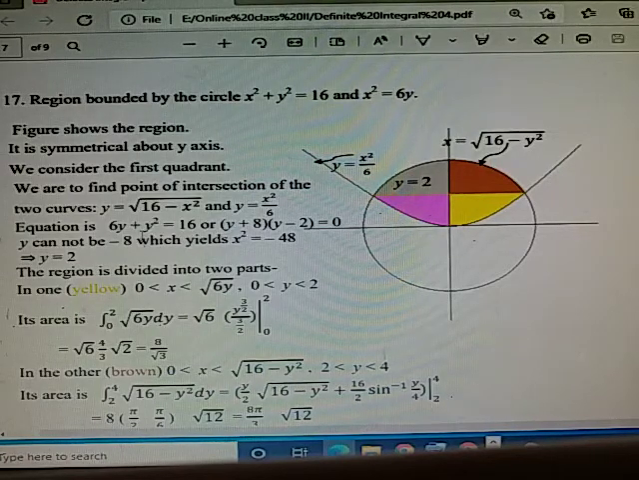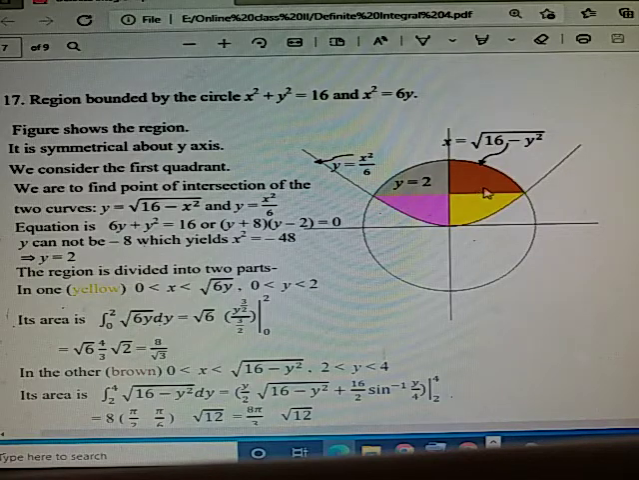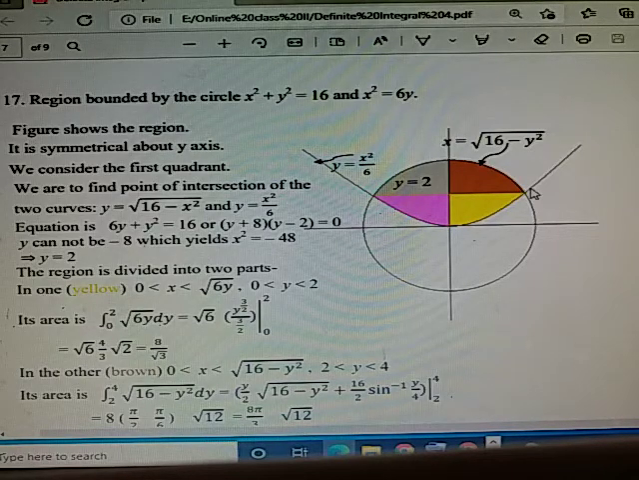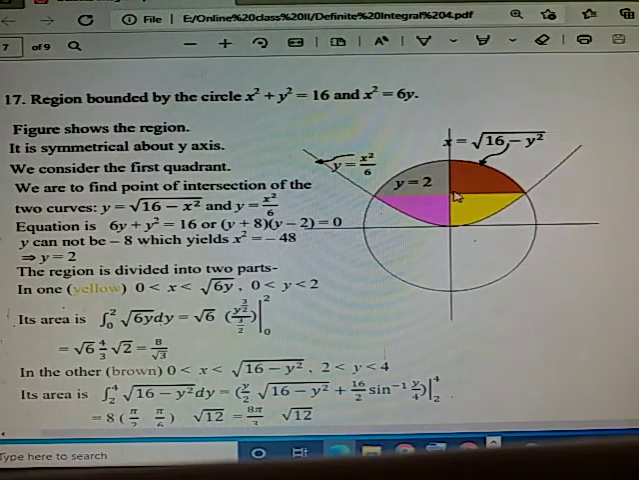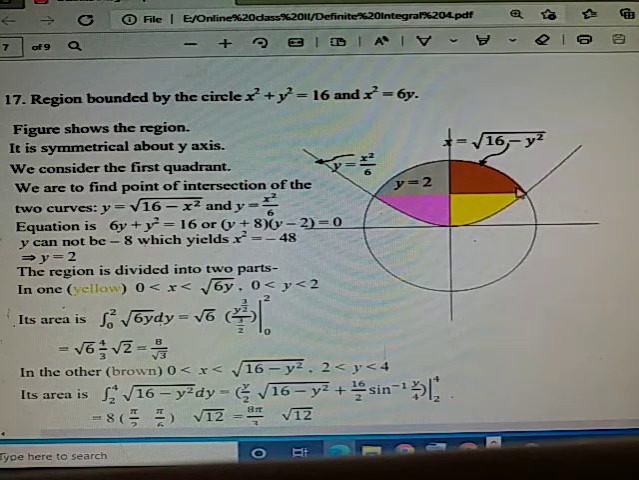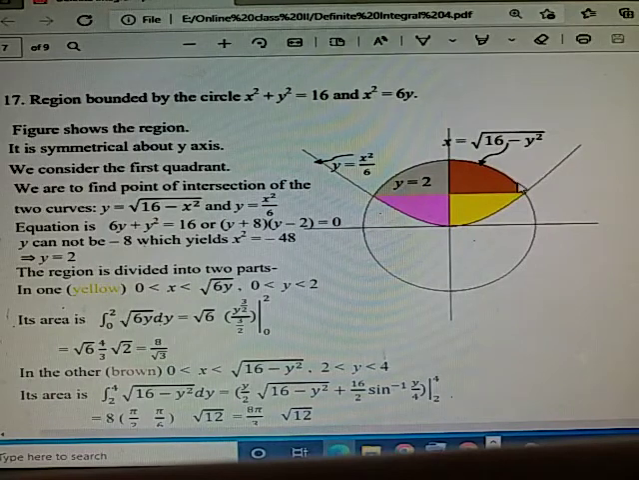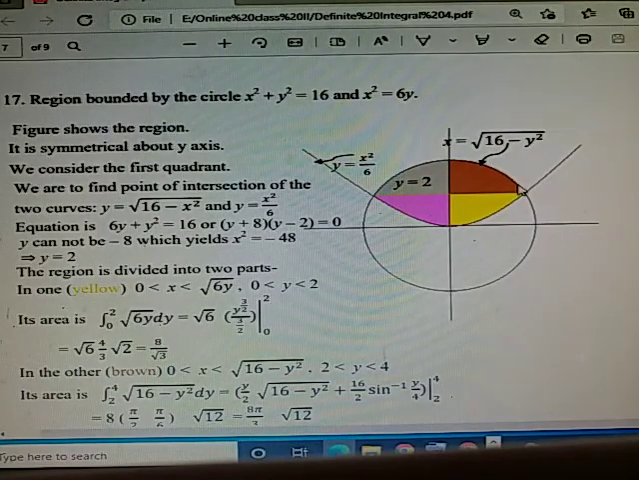And our region, two regions we have to find. Two regions. First one is this one. So you consider the point of intersection of these two graphs. One is a parabola, the other is a circle. So this is y is equal to 2. Above y is equal to 2, our graph is this. So this is bounded by this circle and y is equal to 2. And this one is bounded by y is equal to 2 and the parabola.